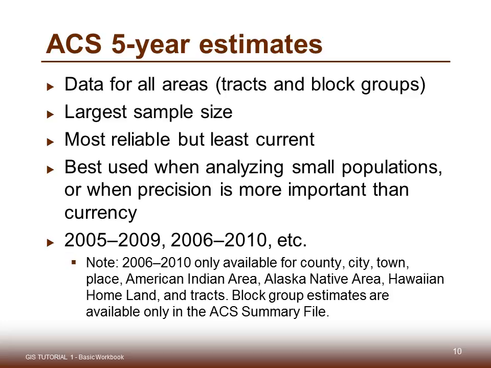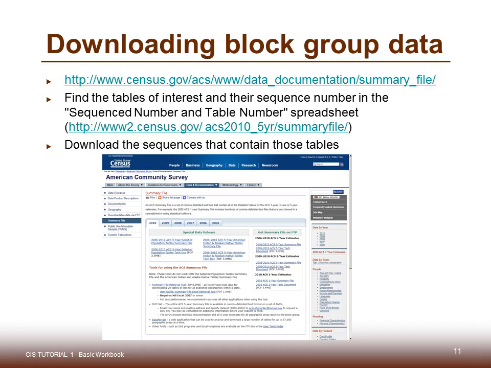And the 2006-2010 are only available for county, city, town, place, American Indian area, Alaska Native area, Hawaiian homeland, and tracts. Block group estimates are available only in the ACS summary file. Downloading block group data happens through the census website. You find the tables of interest and their sequence number in the sequence number and table number spreadsheet. And then you download the sequences that contain those tables.